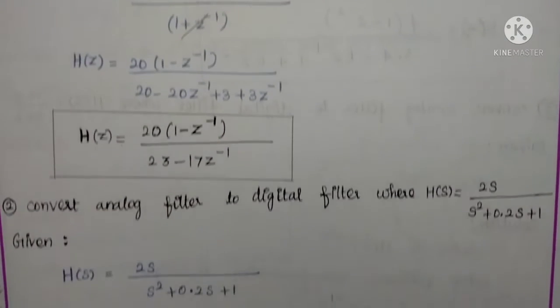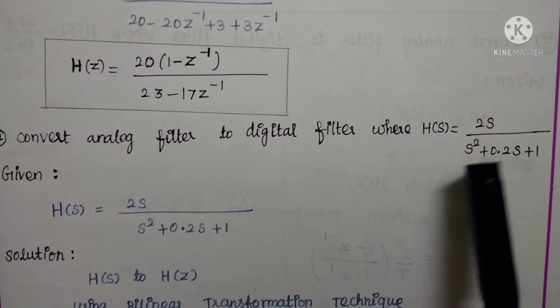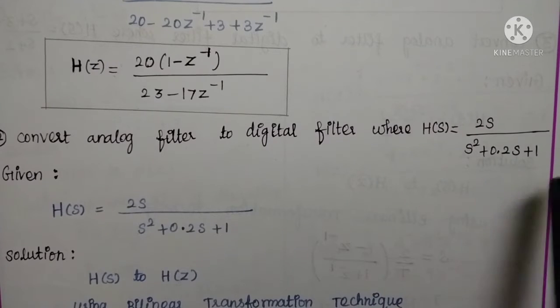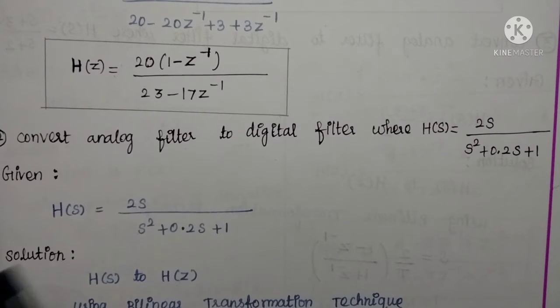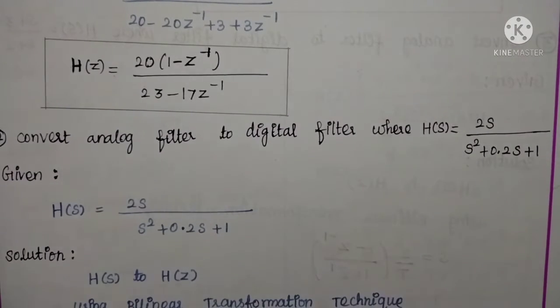So second question, convert analog filter to digital filter where H of S is equal to S square plus 0.2S plus 1. Here T value is not given. So if T value is not given in the problem, we have to assume as 1 second.